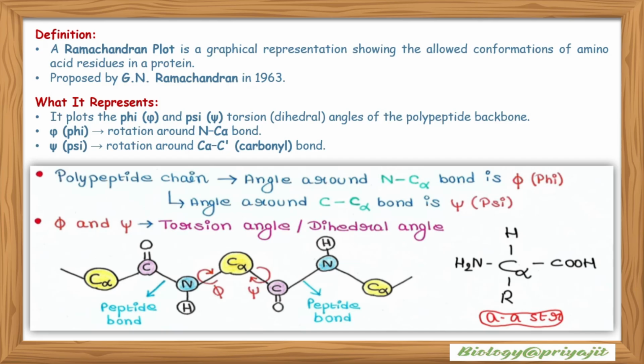This is the polypeptide backbone made up of three subsequent amino acids, and there are two peptide bonds. So within a polypeptide chain, the angle around the N-C alpha bond is the phi angle. This is the phi angle, and the angle around the C-C alpha bond, this is the psi angle. So phi and psi are the torsion angles, a kind of dihedral angle. So by plotting these angles, we get the Ramachandran plot.